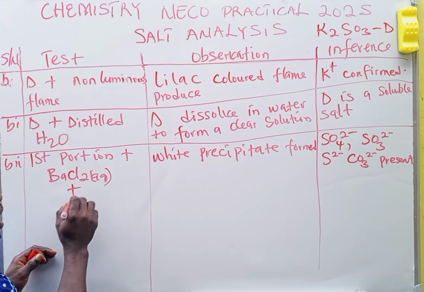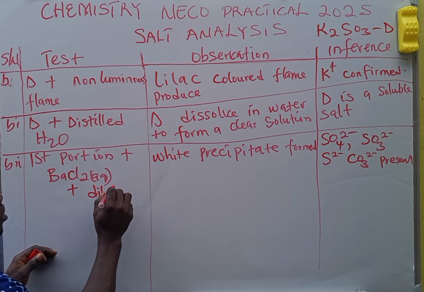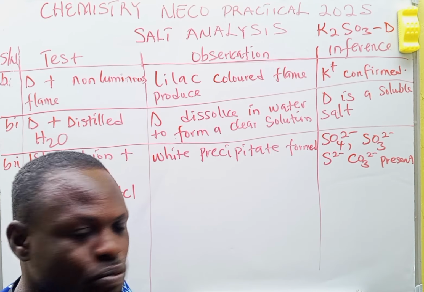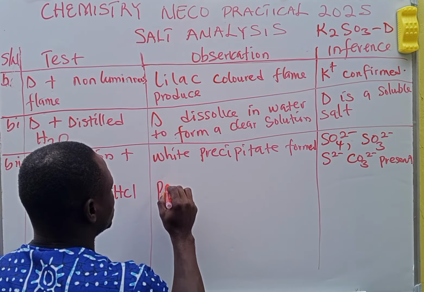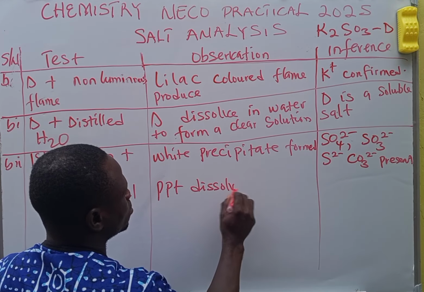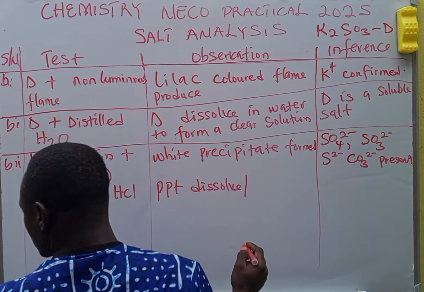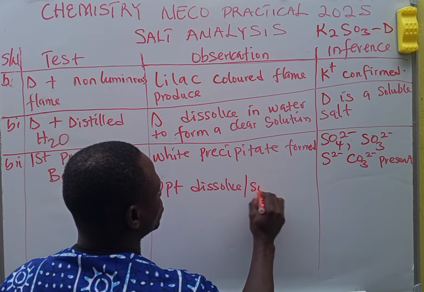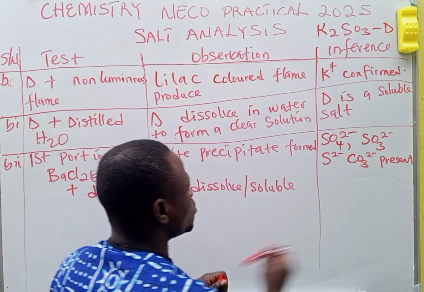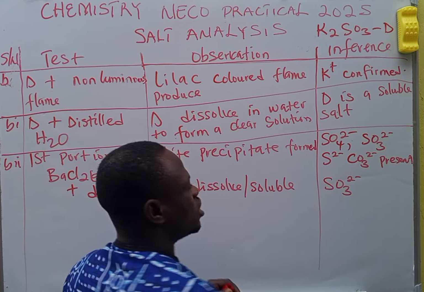Now you'll be asked, after adding your barium chloride, to add what? Plus dilute HCl. What will happen to the precipitate? The precipitate dissolves, or some people can say the precipitate is soluble. Okay, now you say this one is SO3, that is the sulfite ion is present.